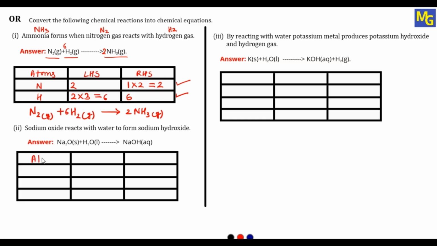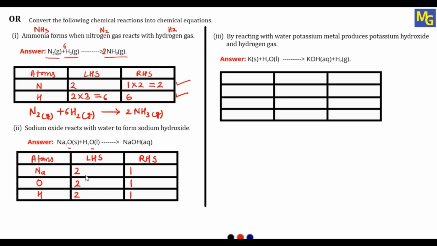This method is very easy to balance any chemical reaction. Then I'll write it here RHS. So write down the atoms. We have sodium, we have oxygen, and we have hydrogen. So LHS side sodium are 2, RHS side it is 1, oxygen LHS side 1 from Na2O and 1 from water, so it is 2. On RHS side it is 1. Hydrogen on LHS side it is 2 from water and 1 from NaOH. So if you see, all three atoms are not balanced.